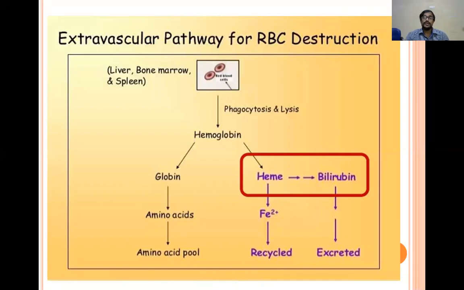So seeing the overall view, the RBC is lysed, hemoglobin comes out, and hemoglobin is divided into globin and heme. Globin is nothing but a polypeptide chain of amino acids, so this is degraded into amino acids. These amino acids can be reutilized for the synthesis of globin chain, for synthesis of hemoglobin, or these amino acids add up to the amino acid pool and will be utilized for other amino acid metabolism. And coming to the heme, this heme is degraded to bilirubin. And this bilirubin is excreted in the urine and feces. And we know iron is also present in the heme, which is recycled.